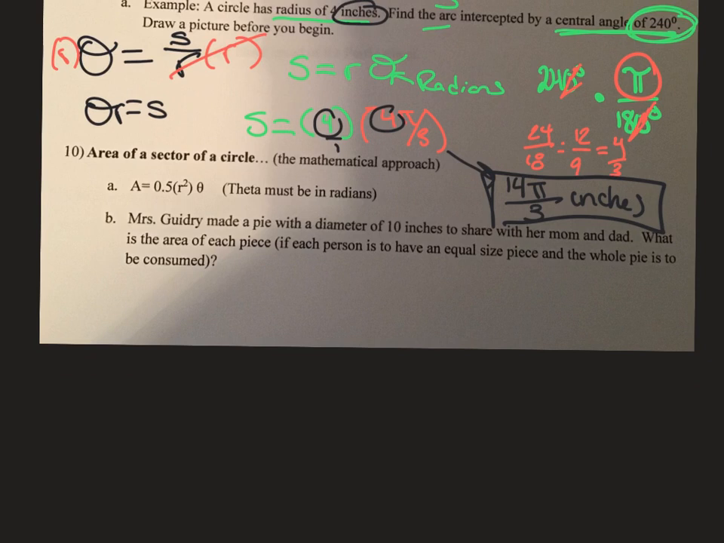Okay, let's do this bottom one. The area of a sector of a circle. I don't like how it's typed, so I'm going to rewrite it. Area equals 1/2 r squared theta, and again, can't mess this up, guys. Theta must be in radians, so let's make sure it is. So I'm going to make a pie, and the pie is going to have a diameter of 10 inches that I'm going to share with my mom and my dad, and they want to know what is the area of each piece, if each person's piece is equal, and we're going to consume the whole pie.